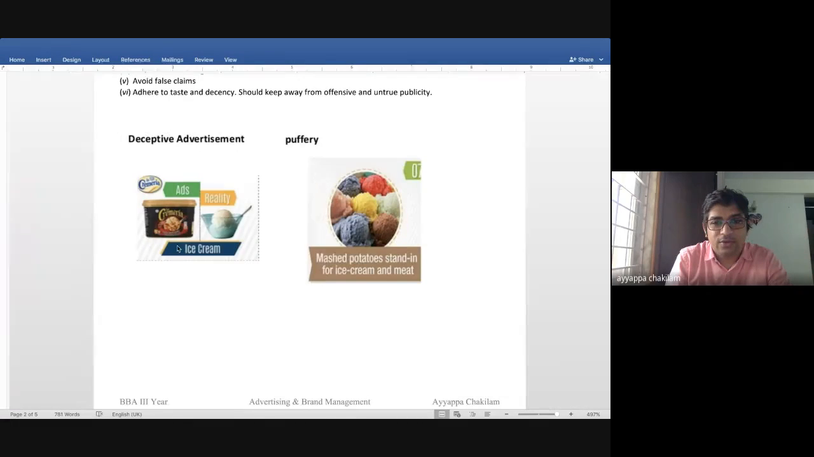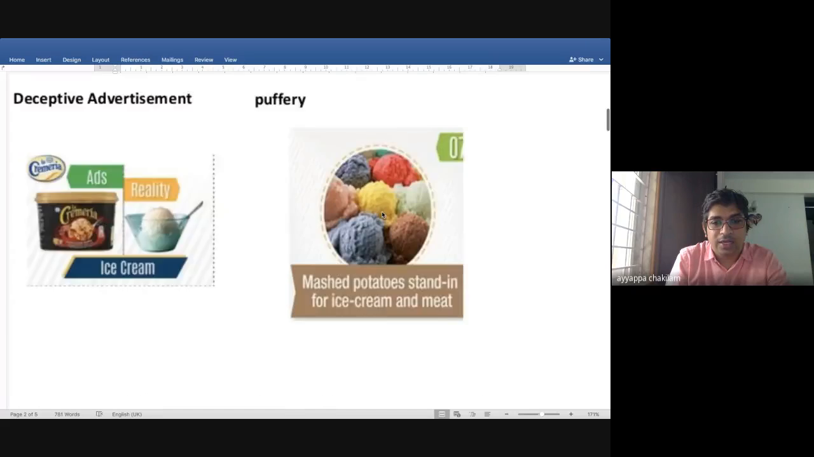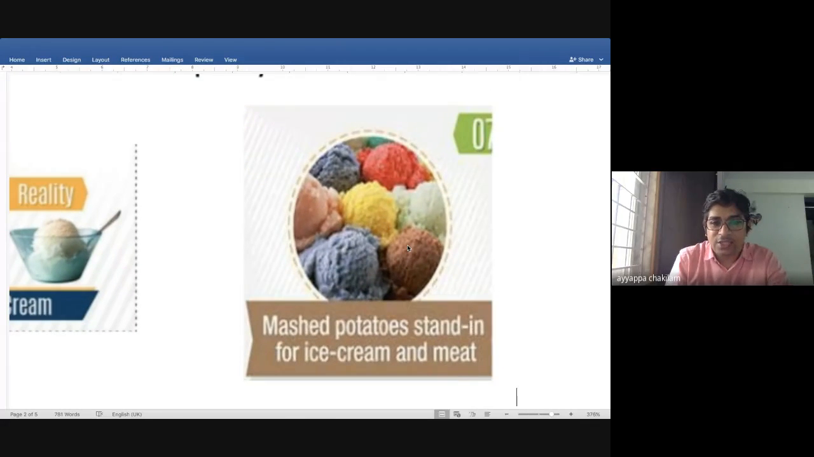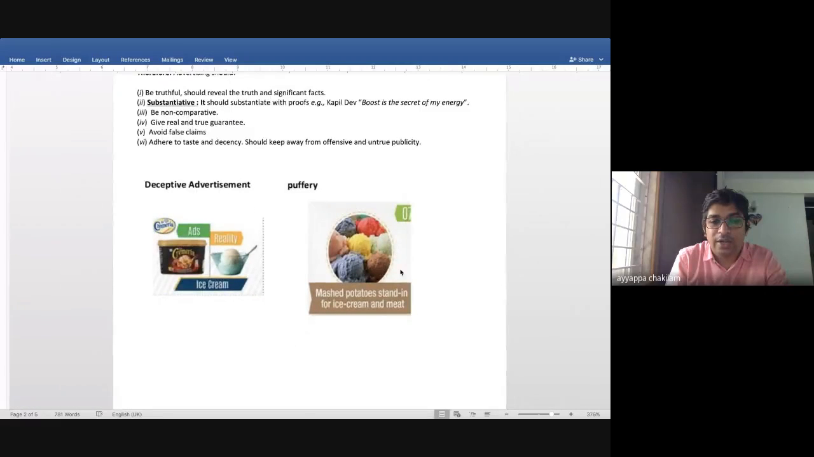And on the right side, you see the puffery that is normally shown for ice cream. But do you think that is the actual ice cream? No, it is mashed potatoes standing in for ice cream and meat. So that's what advertisers should not do. They should not deceive. It should not be deceptive.